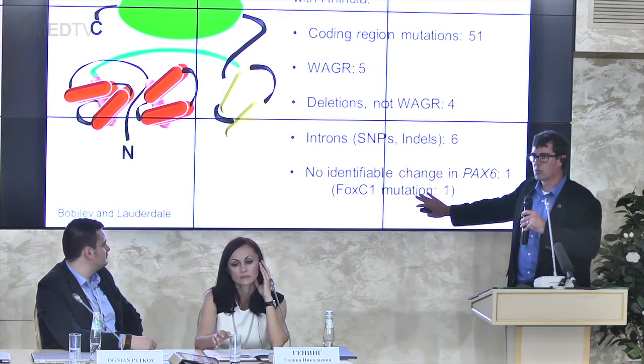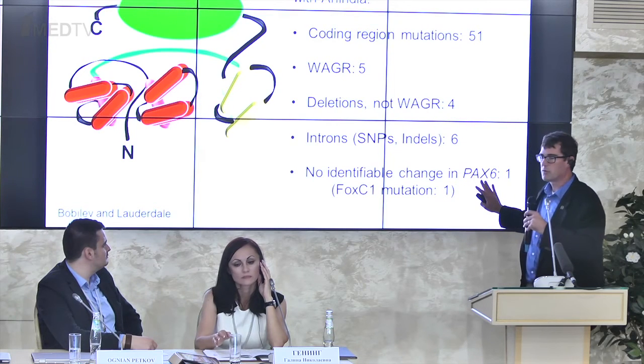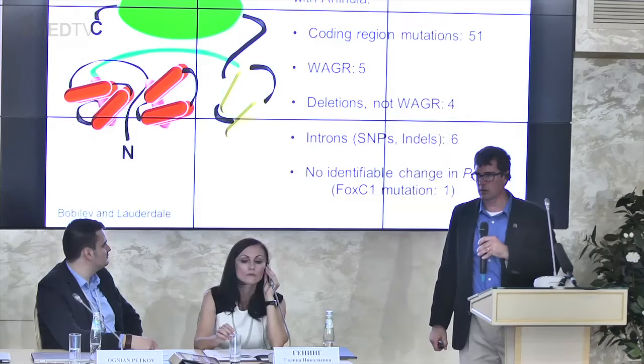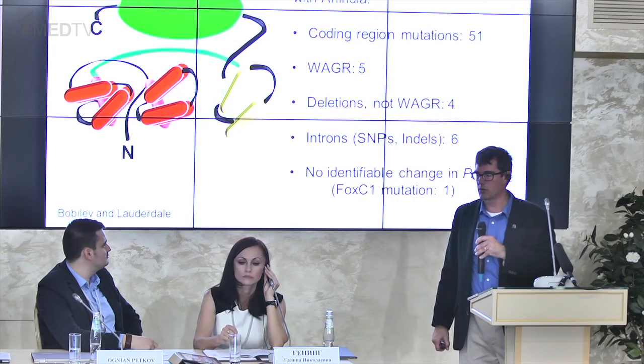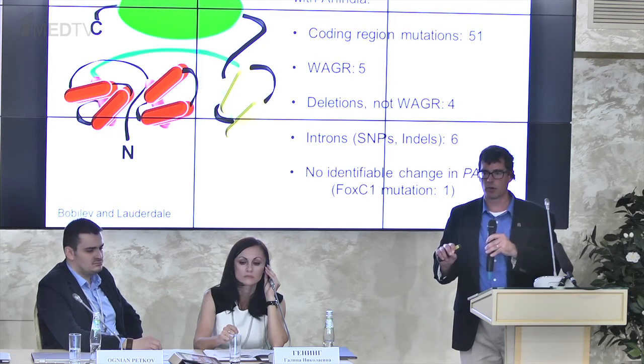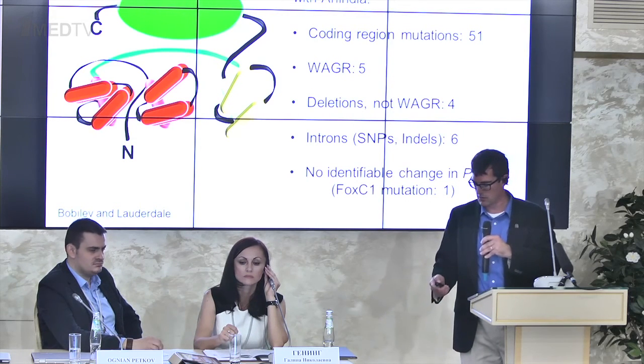In our group, there's one individual that we could not find a mutation for, and there's one individual that had a mutation in a different gene. So again, most people who have aniridia, 9 out of 10 people, will have a mutation in the PAX6 gene or a mutation that changes the way the gene is turned on.